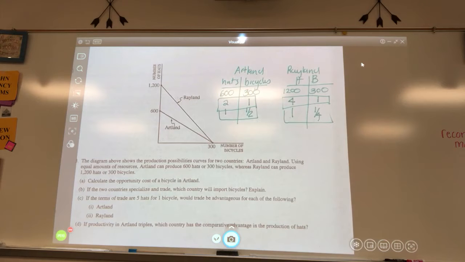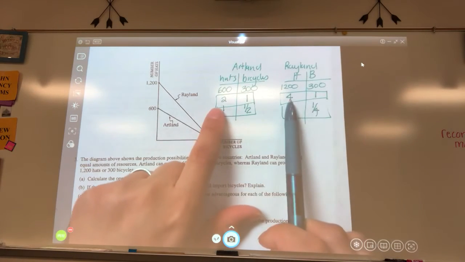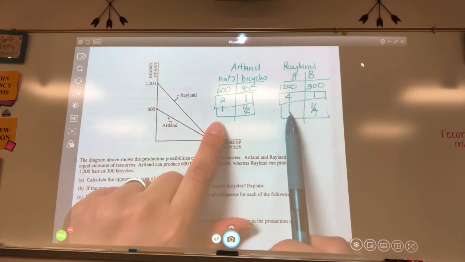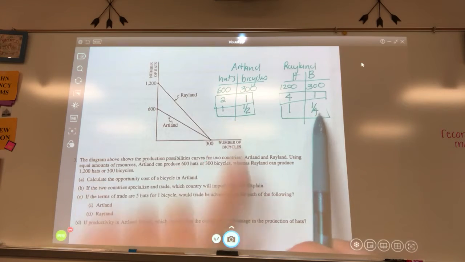So this gives us their opportunity cost. If they produce a hat, what are they giving up in bicycles? But it also tells us our terms of trade. If they're going to trade 1 bicycle, how many hats should they be giving in trade? 2 to 4. If they're going to trade 1 hat, how much of a bicycle should they be doing? 1/4 to a hat. Okay?